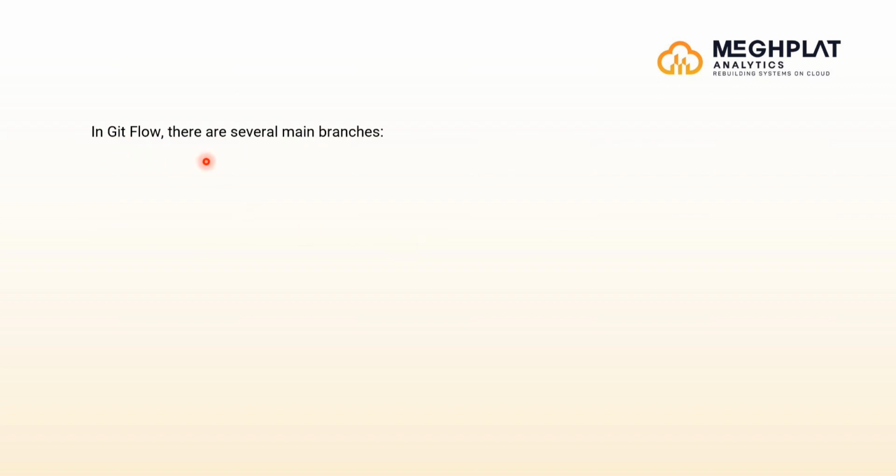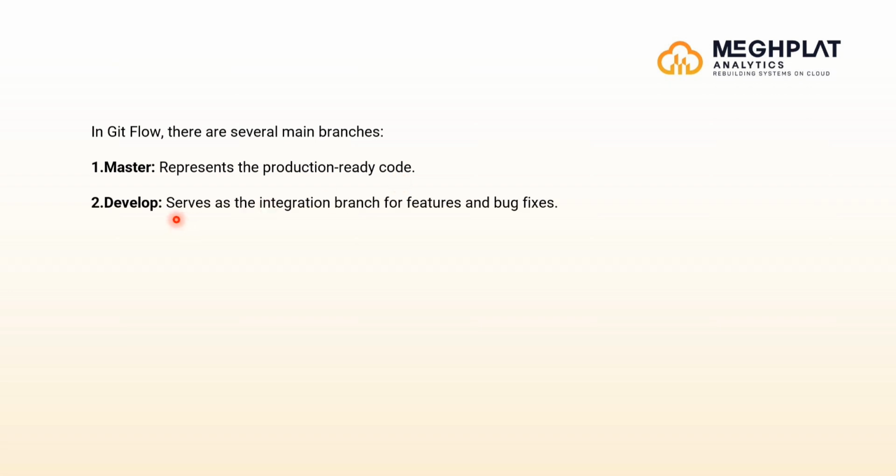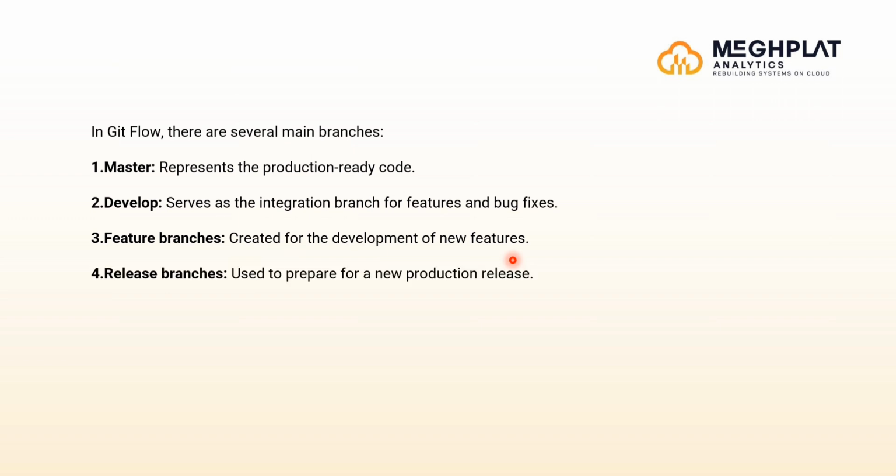In Git Flow, there are several main branches. Let's see one by one. The first one is master, which represents the production ready code. Then the DevOps branch serves as the integration branch for feature and bug fix. Then the feature branch is created for the development of new features. Then the release branch is used to prepare for a new production release.